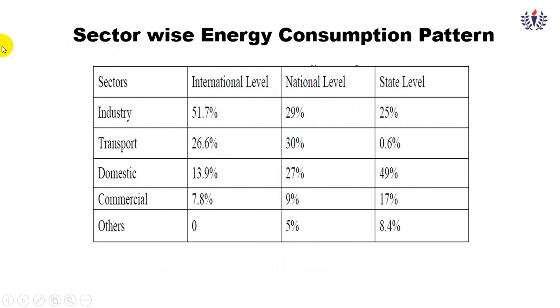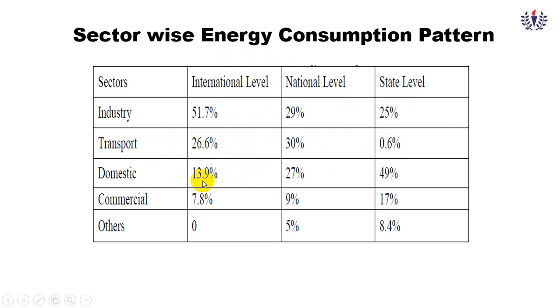Here we want to see the world energy consumption also: which field is consuming more energy, whatever the energy may be. Here the industry sector is highest everywhere, around 51% at the international level, around 29% at the national level, around 25% at the state level. These consume the most energy. Then transport, with fuels and electric trains, is the second category. And domestic, for all domestic purposes we are consuming energy.